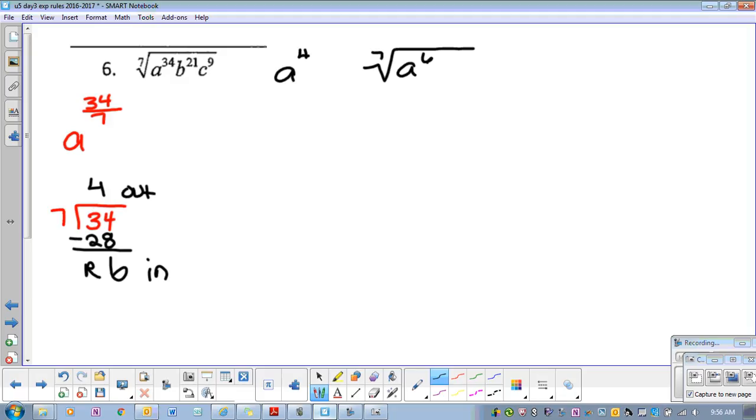So now let's look at the B's. I have B to the 21st power. Well, then that's B to the 21 over 7, right? Power over root. Do 21 divided by 7, please, and what do you get? 3? No decimal? Yes, 3. Just 3? Okay, well then that means just the 3 comes out. That's it.